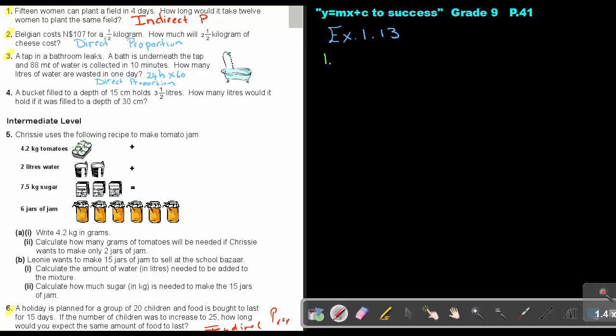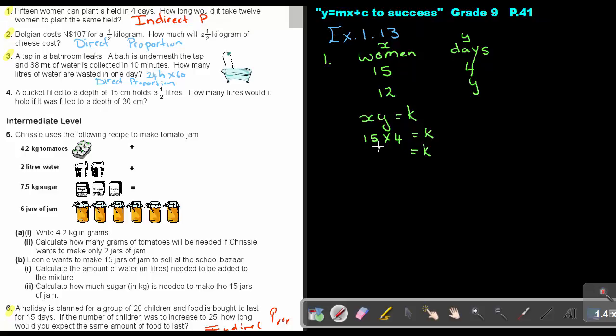Okay, now let's do it. Let's start with number 1. 15 women can plant a field. Okay, so it's indirect proportion. So it's women and it's days. Okay, and it's 15 women and it's 4 days. How long will 12 women take? So let's make this x and y. Now remember, indirect proportion will give us a constant if you multiply like this. So x times y will give us a constant. So if we start multiplying, we are going to say 15 times 4, and that's the value of k. So the value of k will be what? 60.